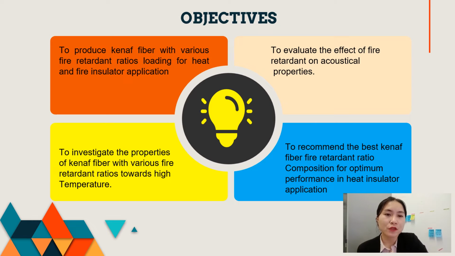There are four objectives for this study. The first one is to produce KENAF fiber with various fire retardant ratios for heat and fire insulator application. The second objective is to investigate the properties of KENAF fiber with various fire retardant ratios towards high temperature. The third objective is to evaluate the effect of fire retardant on acoustic properties. And the last objective is to recommend the best KENAF fiber fire retardant ratio composition for optimum performance in heat insulator application.